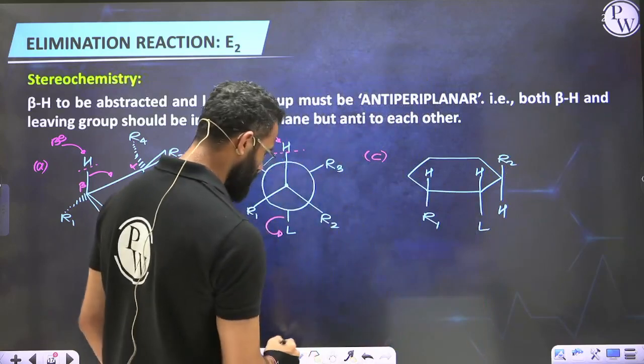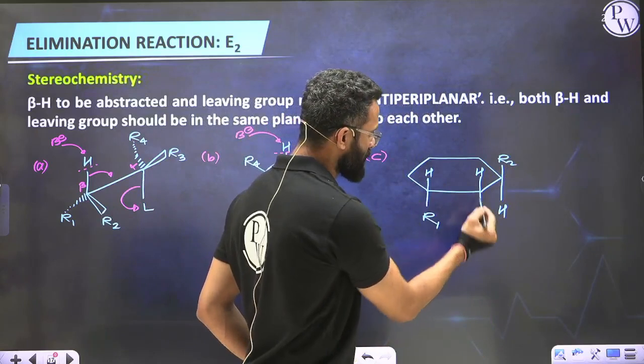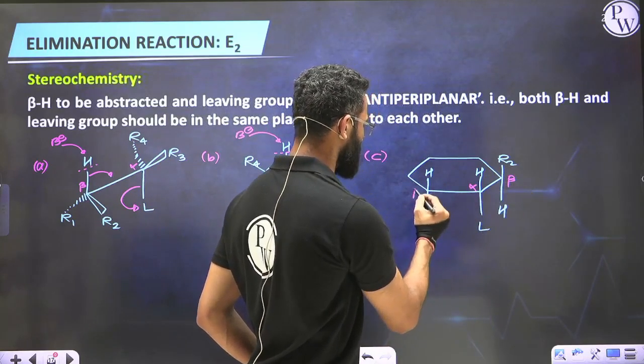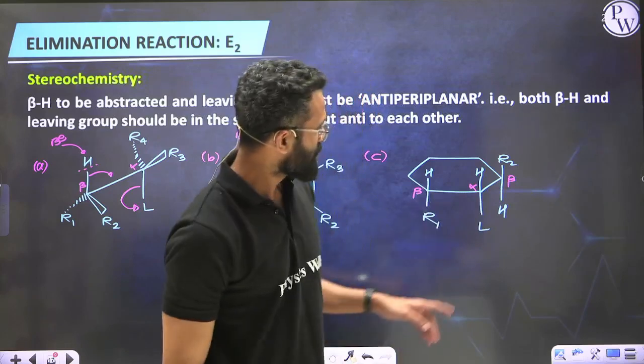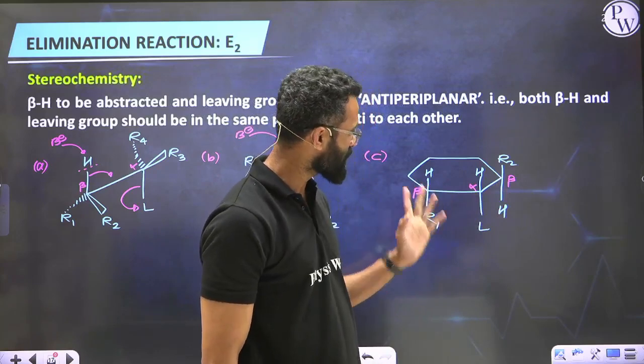Everyone look here. Now this is our leaving group. So the carbon carrying the leaving group is the alpha. The adjacent carbon is beta. And even this is beta, let's call it beta dash. Now at the beta carbon also we have got hydrogen. At beta dash also we have got hydrogen.